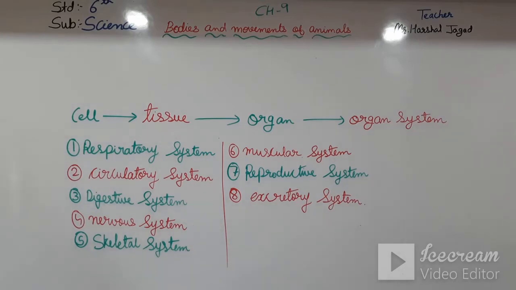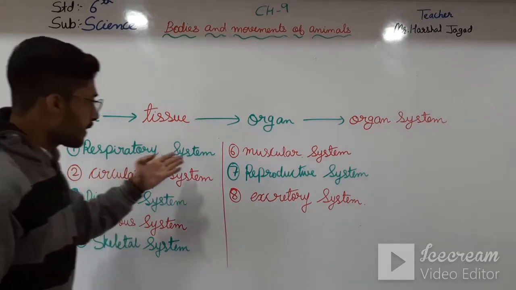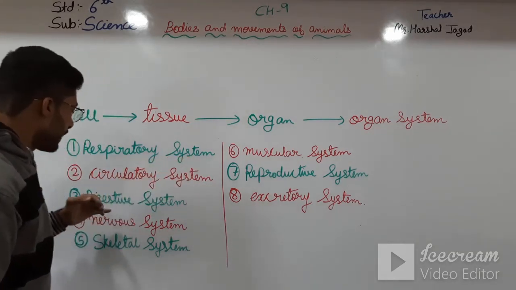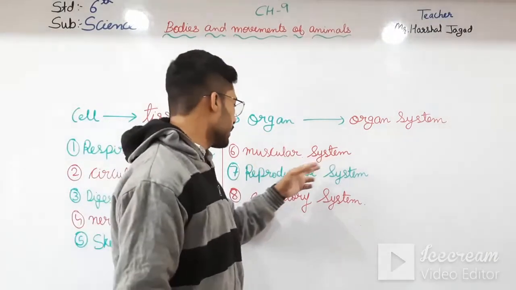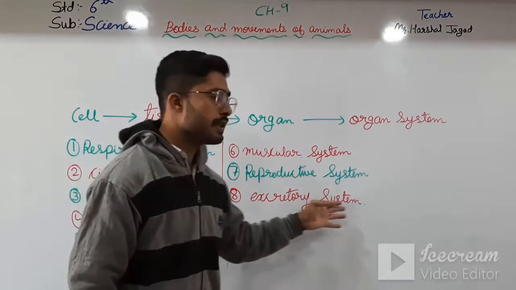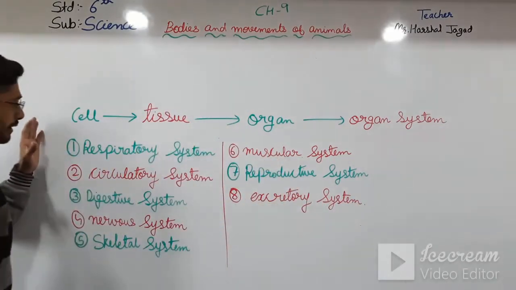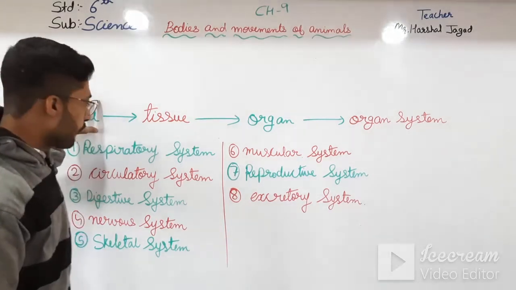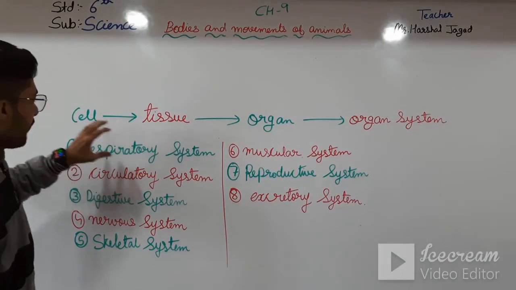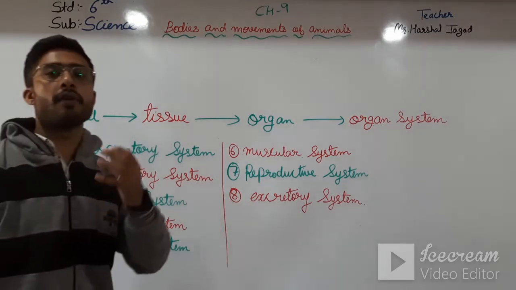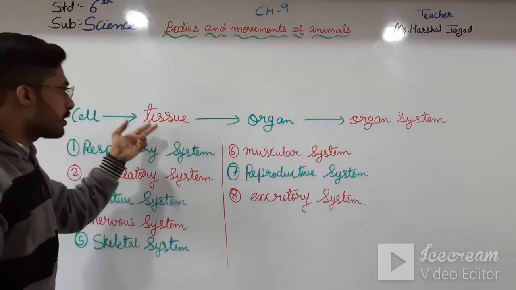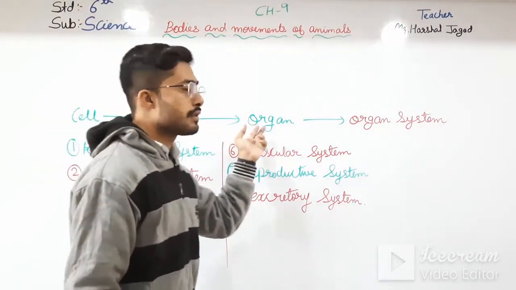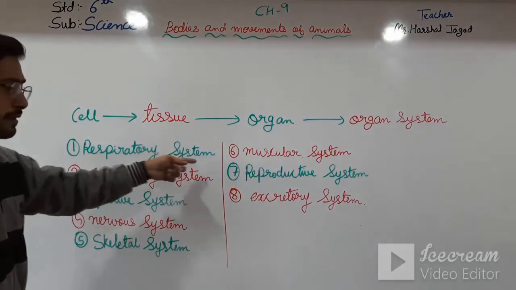These are the organ systems of our body: respiratory system, circulatory system, digestive system, nervous system, skeletal system, muscular system, reproductive system, excretory system. So first of all, similar cells will form a respiratory system. How? The similar cells which are there for the respiration of our body will form a tissue. This tissue will form an organ, and this organ will form a respiratory system.